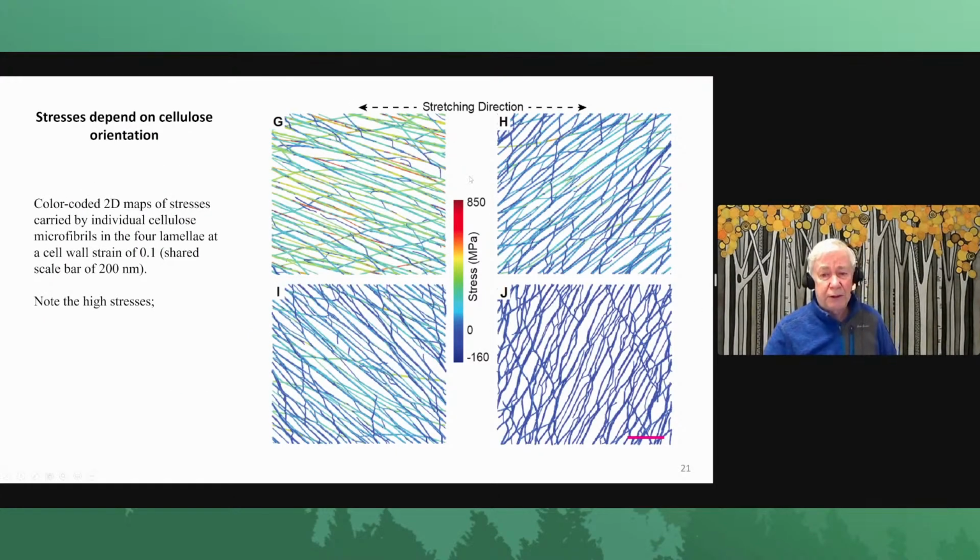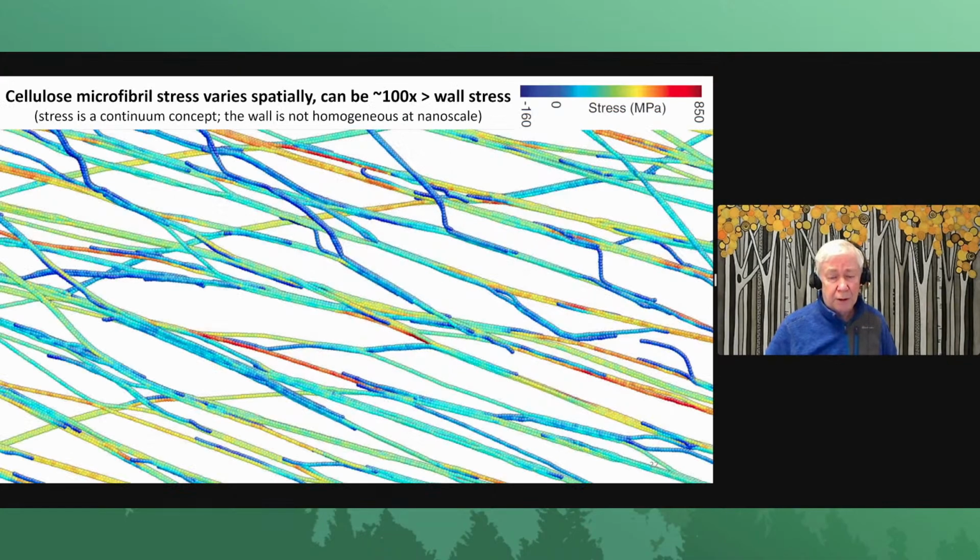You can see that result, the graphical result, here in a different way. We used a color map to map the stresses in the cellulose microfibrils and their distribution, with the 4 lamellae. And you can see here this lamella that's oriented closest to the direction of stress stretching has the hottest colors. So it has the largest stretching or the largest forces. And so the stress is not homogeneous. And it can be quite large.